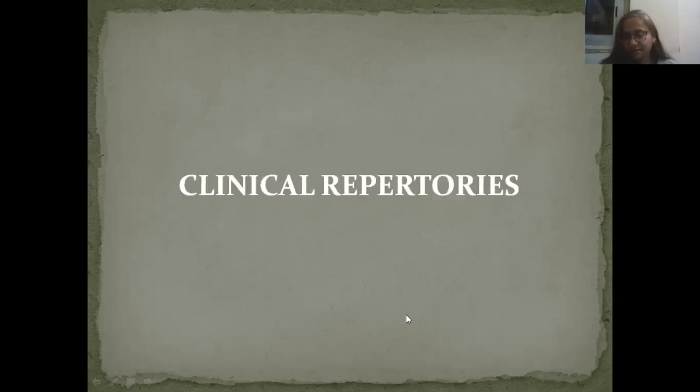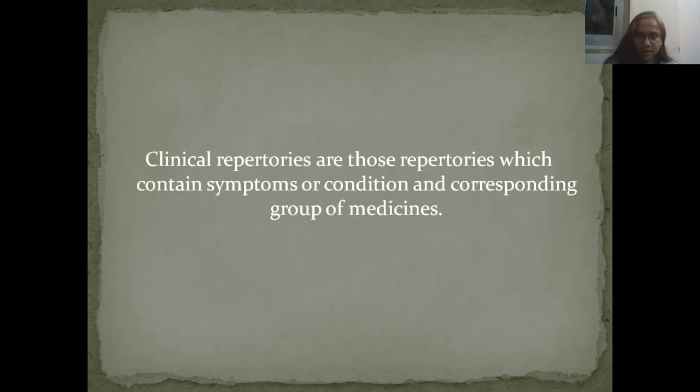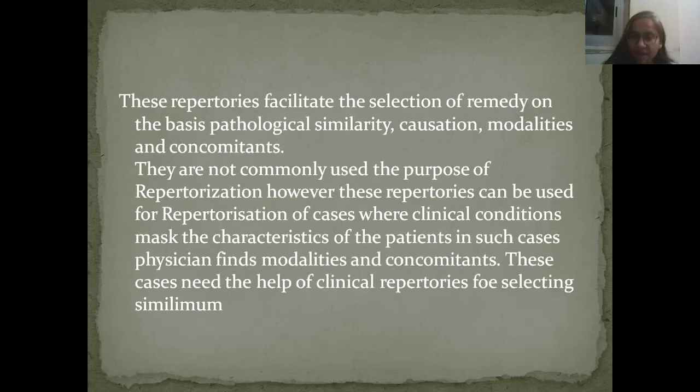Now, like I said, I want to talk about clinical repertories, but when we talk about clinical repertories, we need to understand what they are and where they are useful. So clinical repertories are those repertories which contain symptoms or conditions and corresponding groups of medicines. So it will contain clinical conditions, that means disease names, and then also symptoms which will be common symptoms of the disease and sometimes unusual symptoms of the disease also. These repertories facilitate the selection of remedy on the basis of pathological similarity, causation, modalities, and concomitants, and they are not commonly used for the purpose of repertorization.